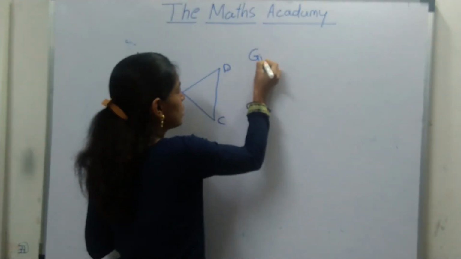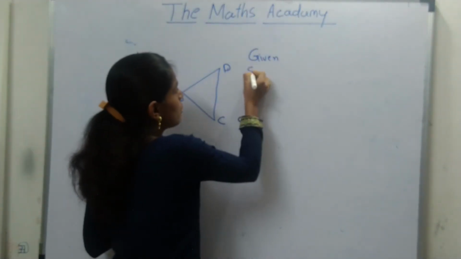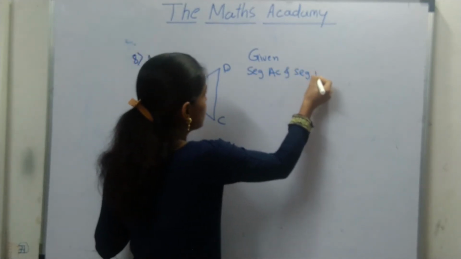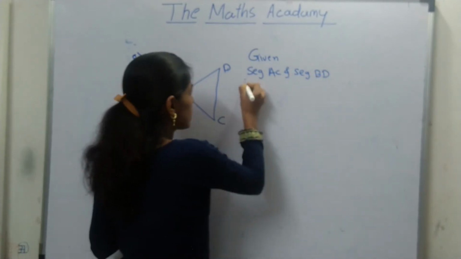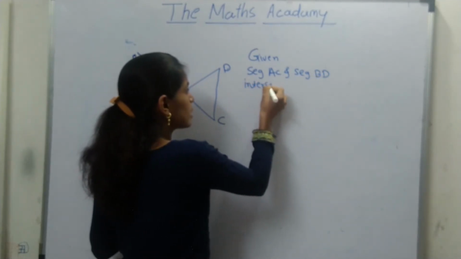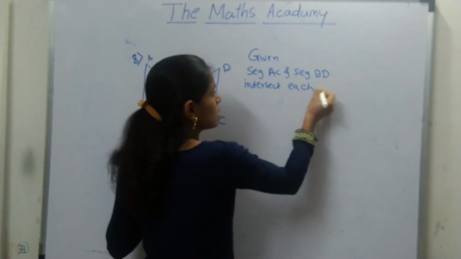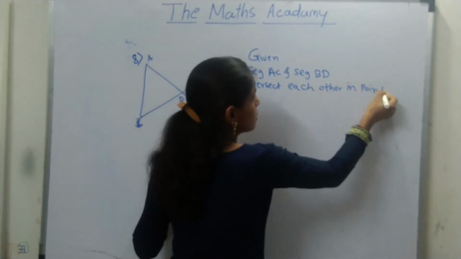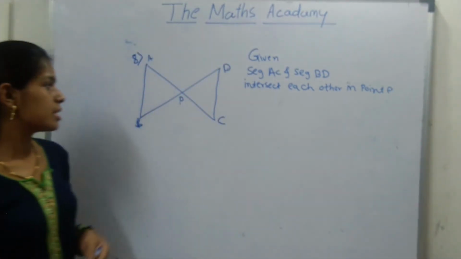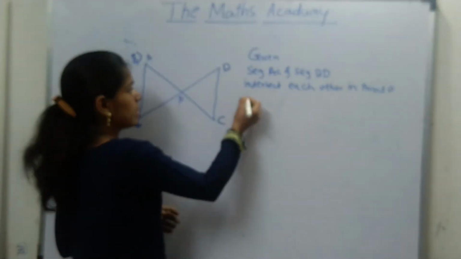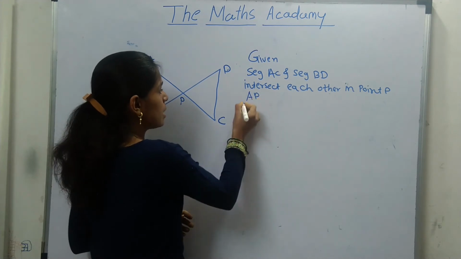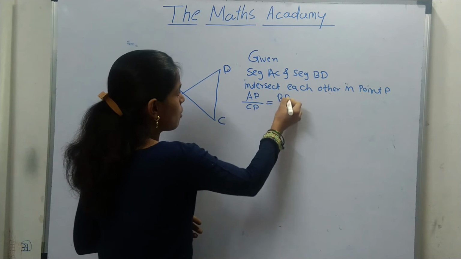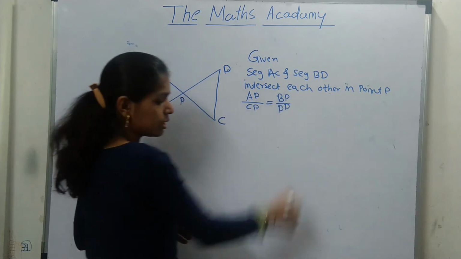So let's write the given here first. What you have given? Segment AC and segment BD intersect each other in point P. Okay, this is given. Also you have given that the ratio AP upon CP is equal to BP upon DP. This is the given part.